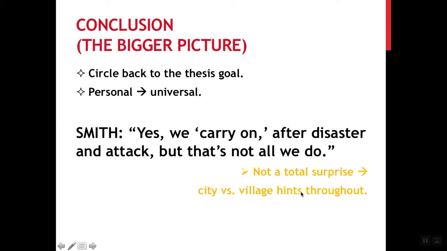So, as I said here, this is not a total surprise. We've had hints of this notion of city versus village throughout, and we've had a very effectively organized story that has led us to this bigger picture, right? So, this is definitely the kind of goal that you should have.